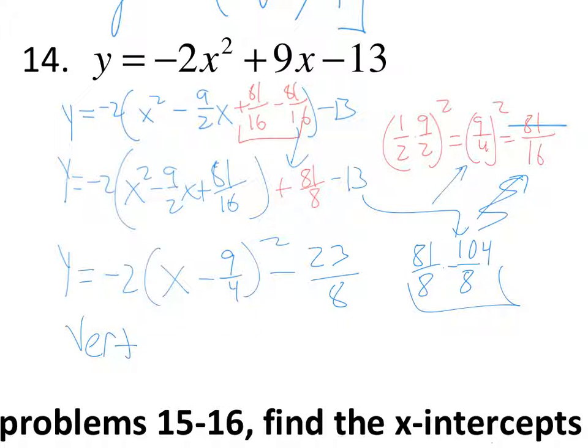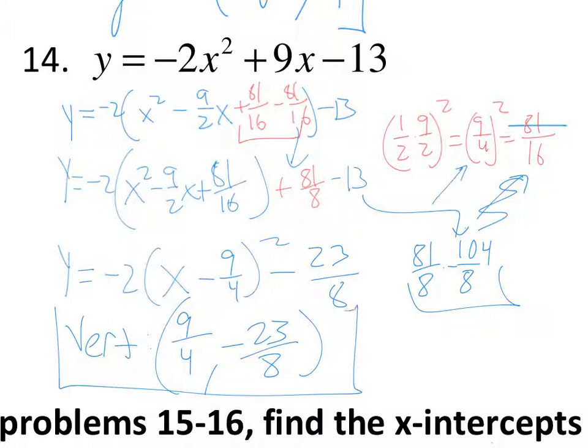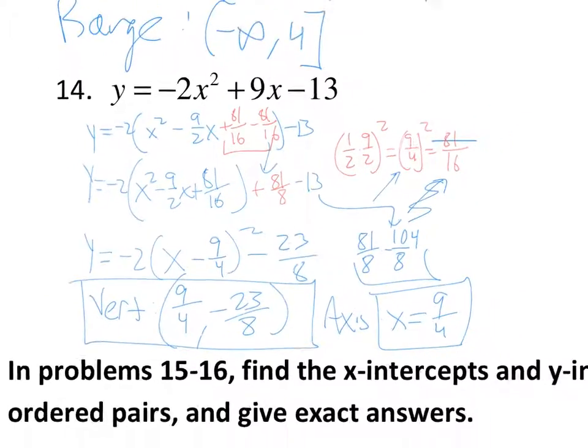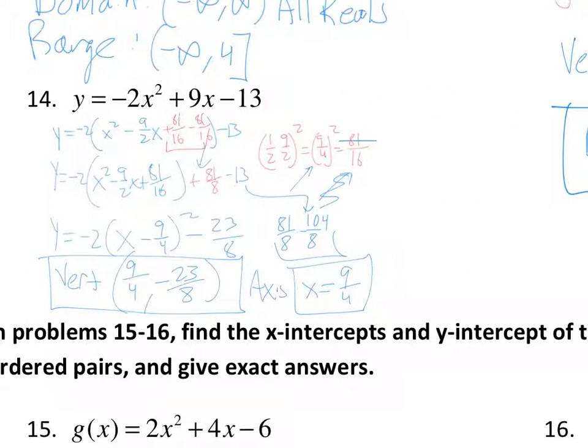Our vertex is at 9/4, beautiful, negative 23/8. So there's our vertex. We found it. Our axis of symmetry is x equals 9/4. This one's going to be just a bear to graph, so we're not going to do too much with this.